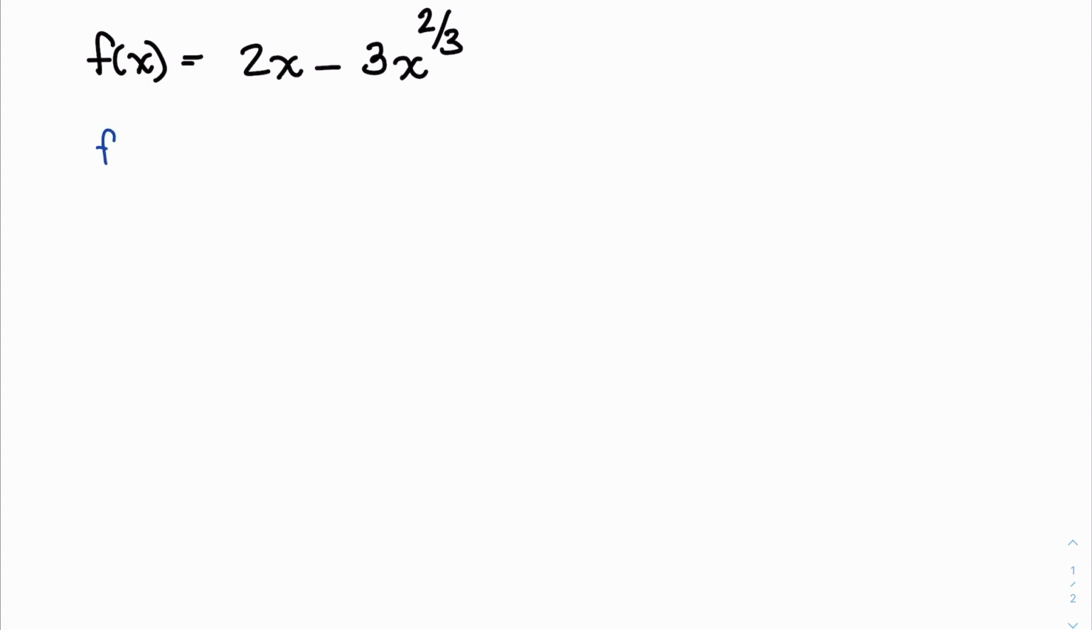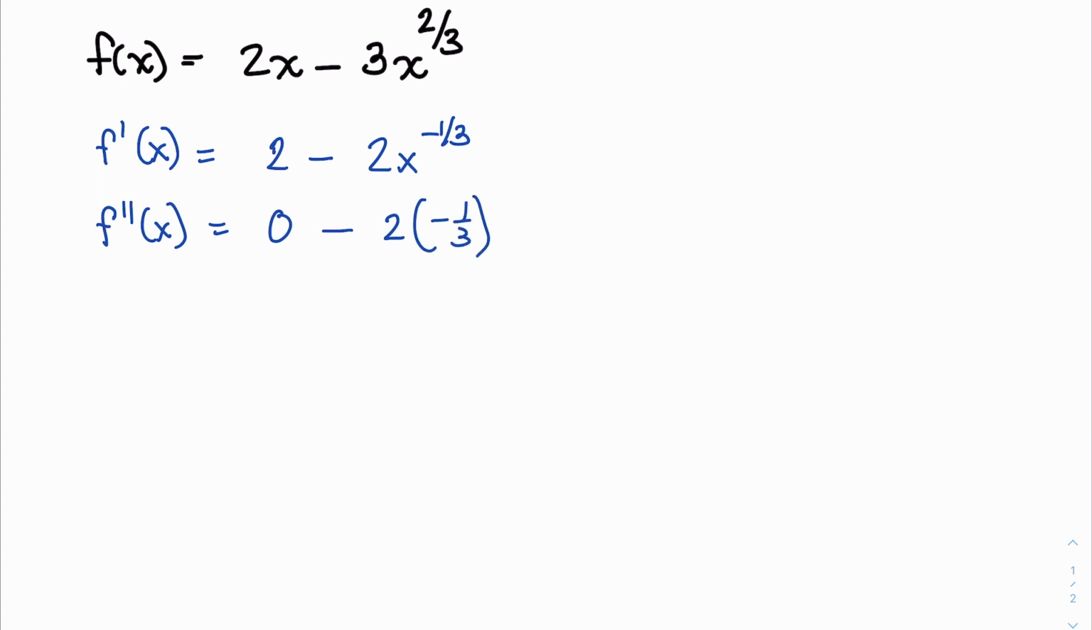So first things first, first derivative, that's going to be 2 minus 2x to the negative 1/3, just using the power rule, and then taking the second derivative. Derivative of 2 is 0 minus, now we have 2 times negative 1/3 x to the negative 4/3, and that looks like 2/3 x to the negative 4/3.